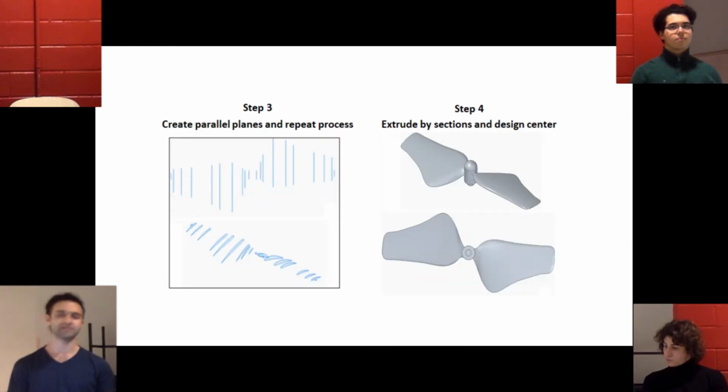Step 3 was basically to repeat the process in step 2 by creating parallel planes along the radius and again rotating each profile at the respective angle, as you can see in the picture. The final step was to extrude by sections each one of the profiles along the radius and design the hub. The final design, the CAD propeller, can be observed in the picture on the right.